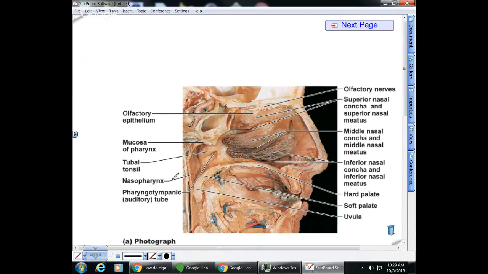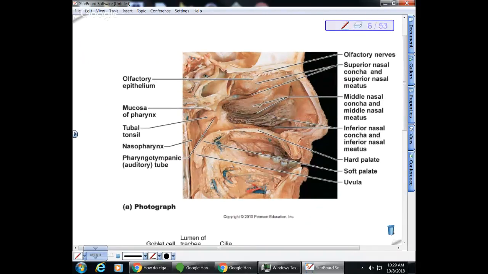This is the diagram I was looking for. So here you can see the nasal concha and how they greatly increase the surface area. This is all lined with that mucosa respiratory membrane. And then you can see the nasopharynx and the eustachian tube. So this is the opening to the eustachian tube.